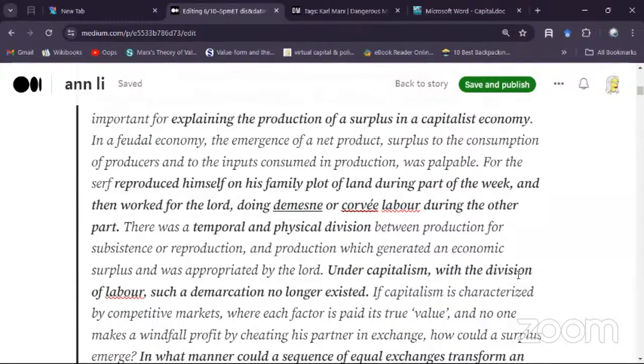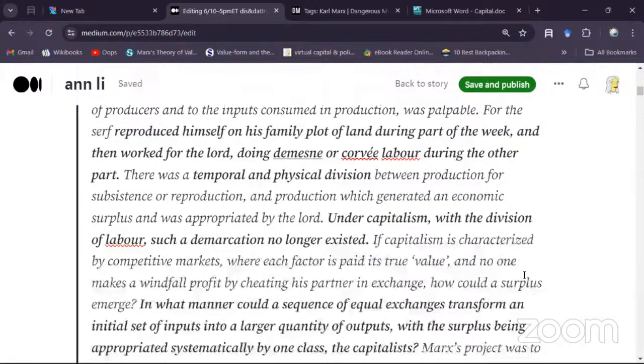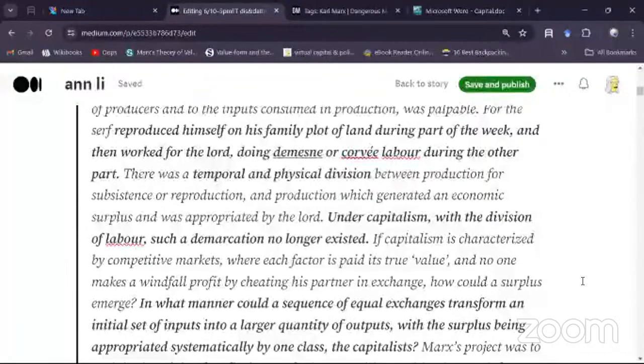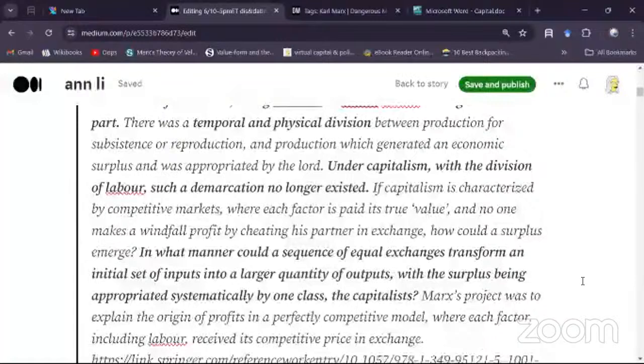If capitalism is characterized by competitive markets where each factor is paid its true value, quote unquote, and no one makes a windfall profit by cheating his partner in exchange, oh, who would do that? How could a surplus emerge? In what manner could a sequence of equal exchanges transform an initial set of inputs into a larger quantity of outputs, with the surplus being appropriated systematically by one class, the capitalists? Marx's project was to explain the origin of profits in a perfectly competitive model, where each factor, including labor, received its competitive price in exchange.